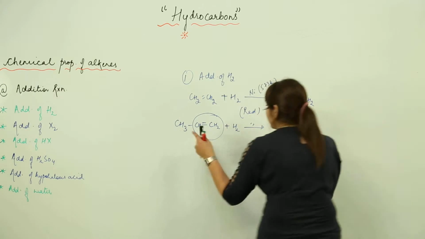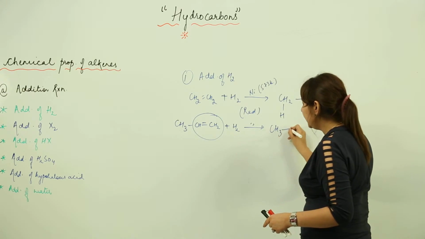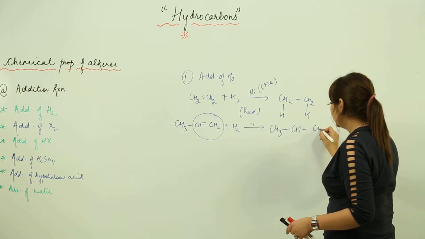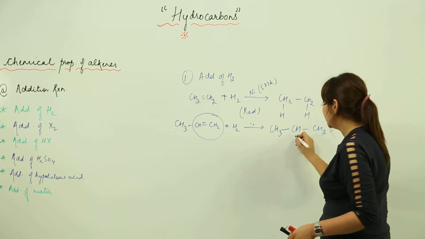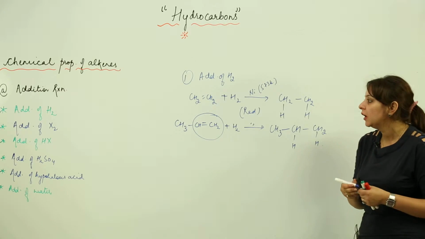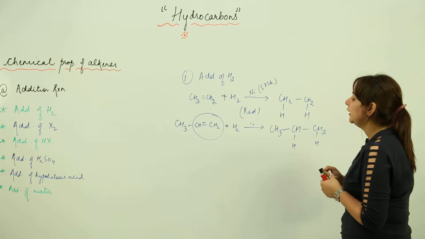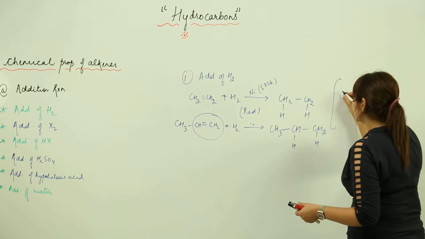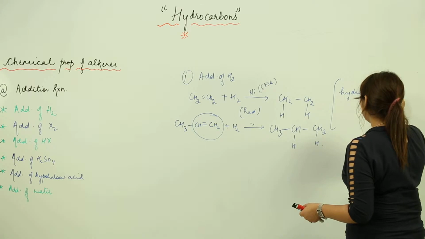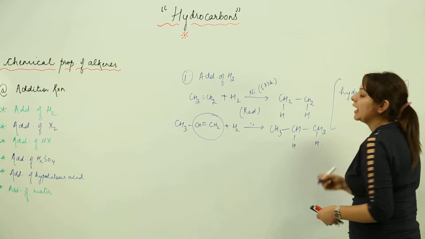So what product will I get? CH3 will remain as such. CH, double bond will get single, CH2, one H will attach to this, CH, another H to this. So this is what we get, propane. This reaction is actually given a special name also. It is called hydrogenation of oils. It is called hydrogenation of oils.